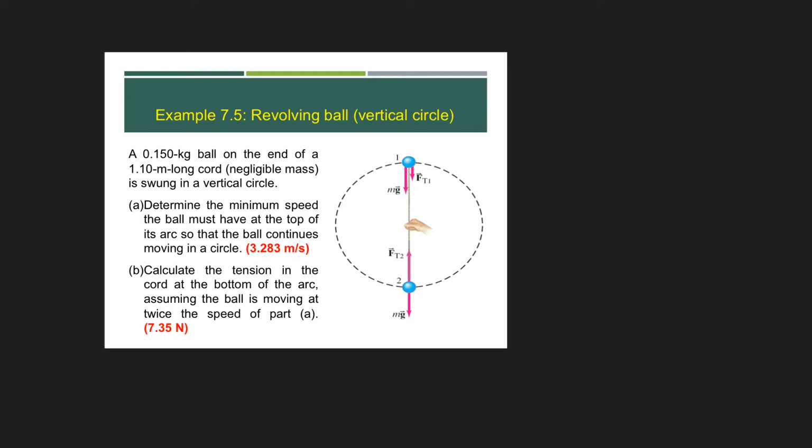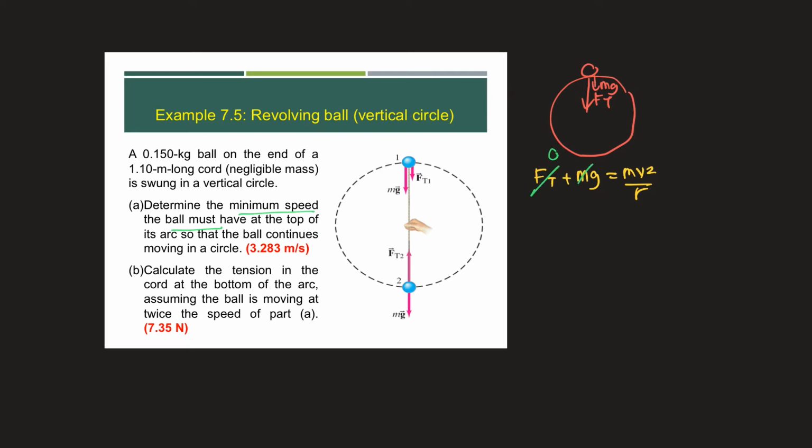So at the top of the arc, this is going to be your tensional force, and your mg is going to be in the same direction. So your tensional force and mg will be in the same direction as your centripetal force. So the equation is going to be Ft plus mg equals mv squared over r. But the question asks you to find the minimum speed. Like I mentioned before, when it comes to the minimum speed, it means that your tensional force is going to be 0.